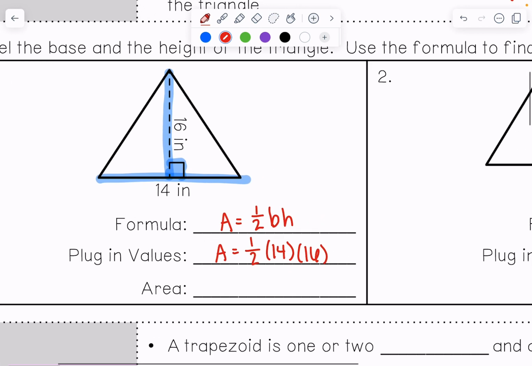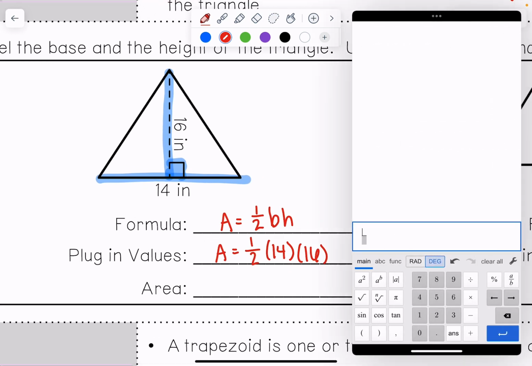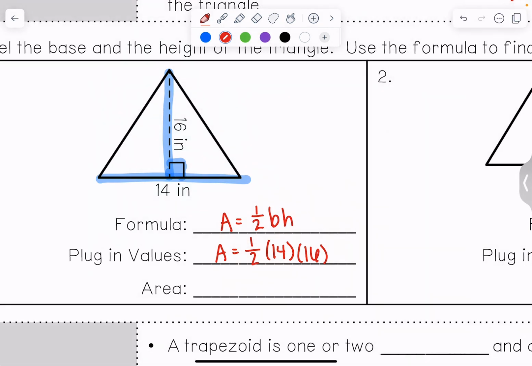Then we type this in on our calculator. I like to use my fraction button: 1/2, click over, and then times 14 times 16. My answer here is 112. Remember, when we're working with area, because we did inches times inches, it is going to be inches squared.